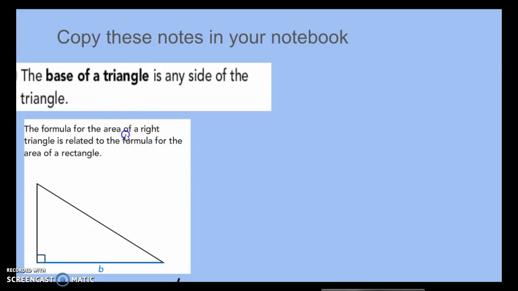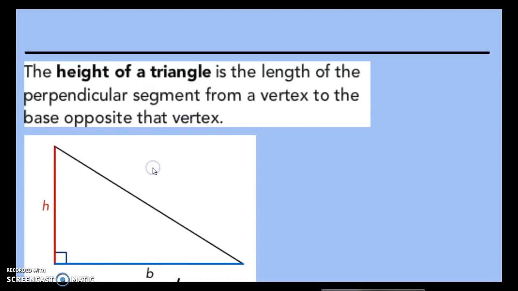So copy this down. And then when you finish copying it down, push play. We're going to have quite a bit of notes, so please don't forget. Next page.